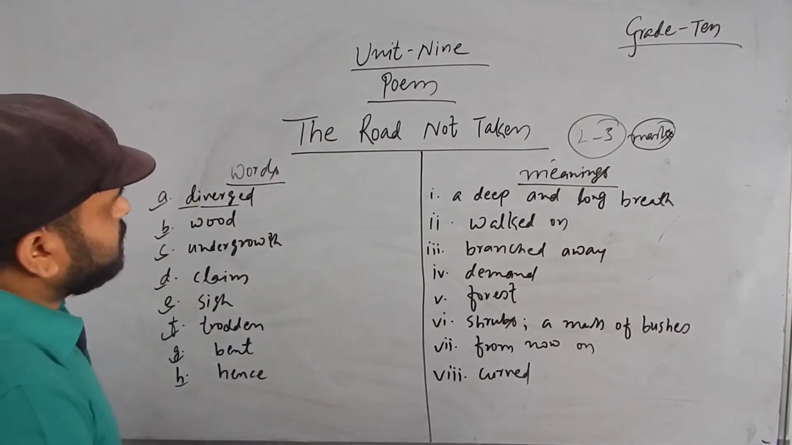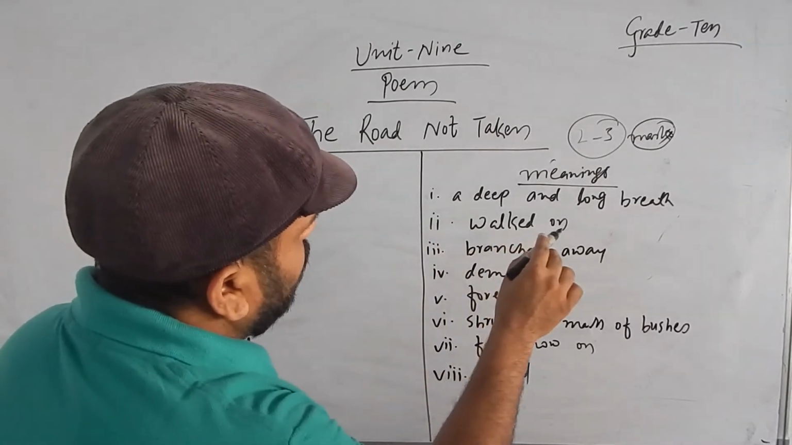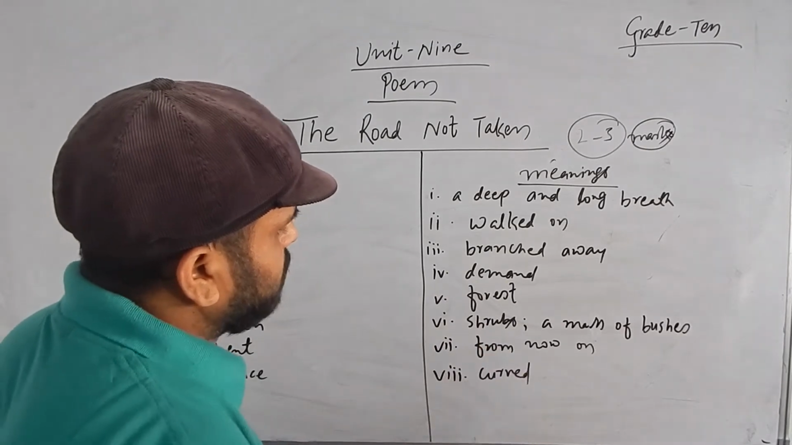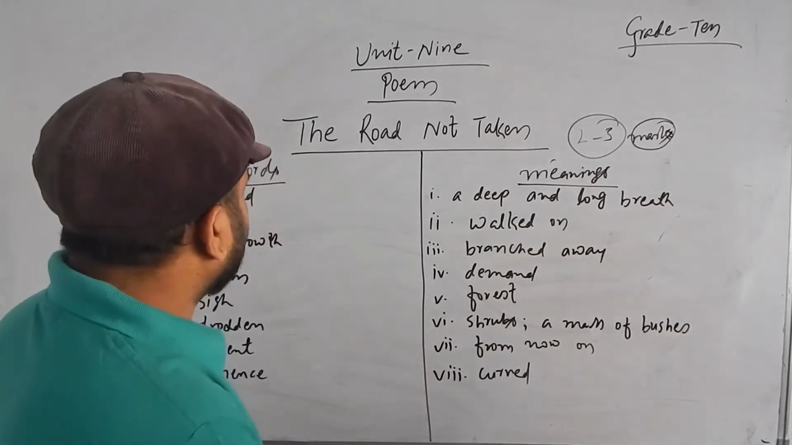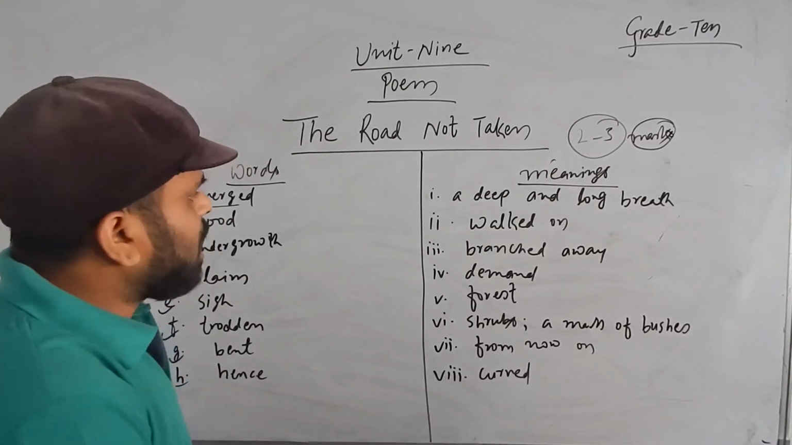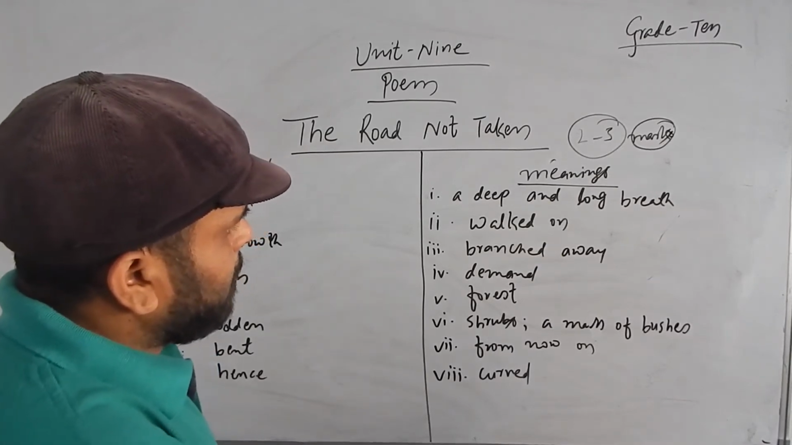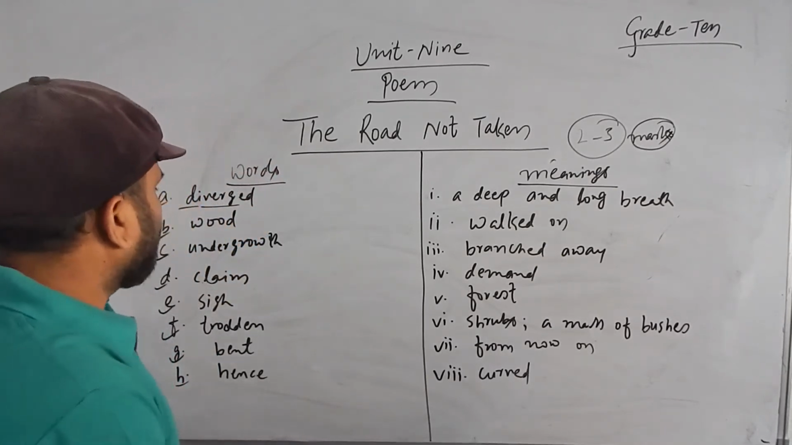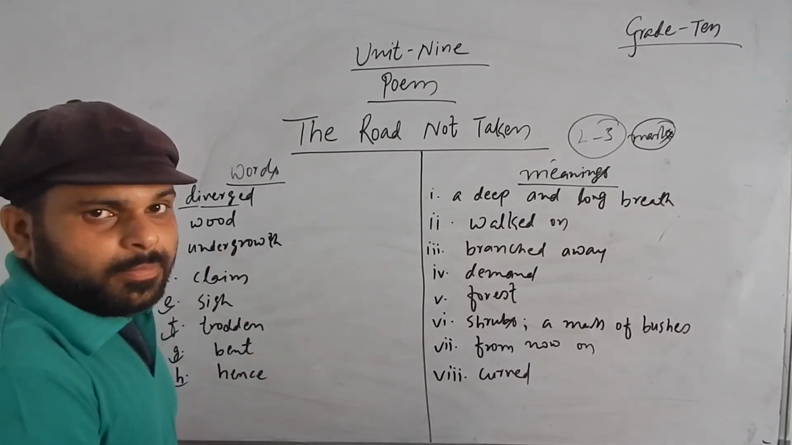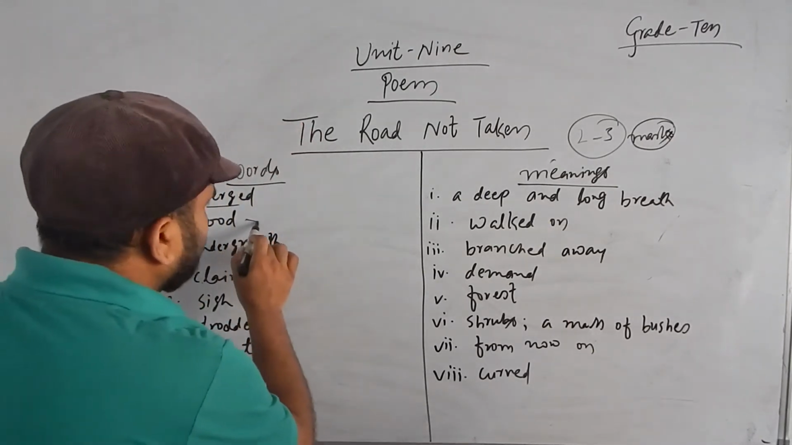So diverged here would mean: see, guess, a deep long grave, walk on, branched away, demand, forest, shrubs, a mass of bushes, from now on, curve. What will be the correct option here? Diverged. Wood. Wood here would mean forest. So, where is it?